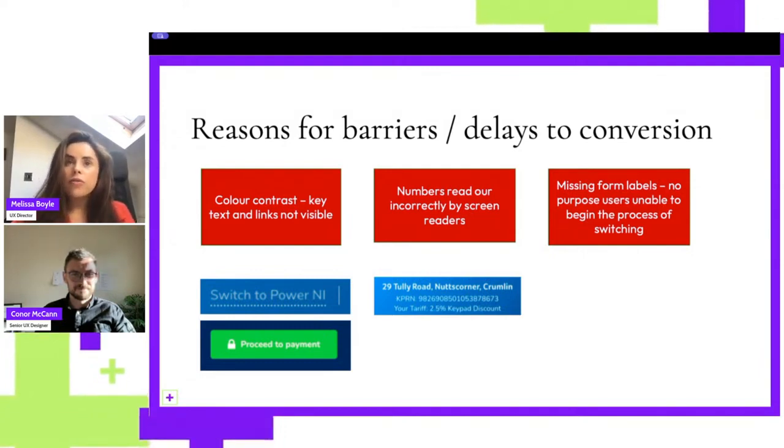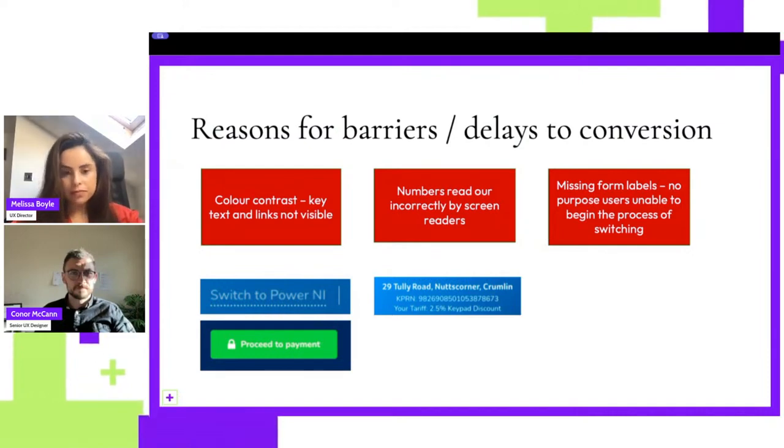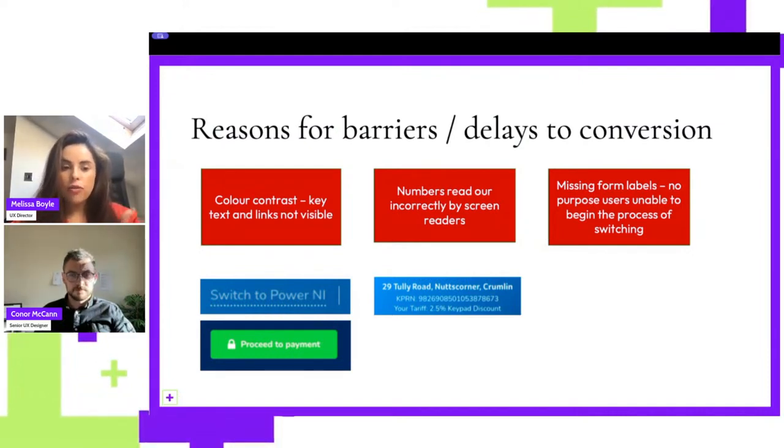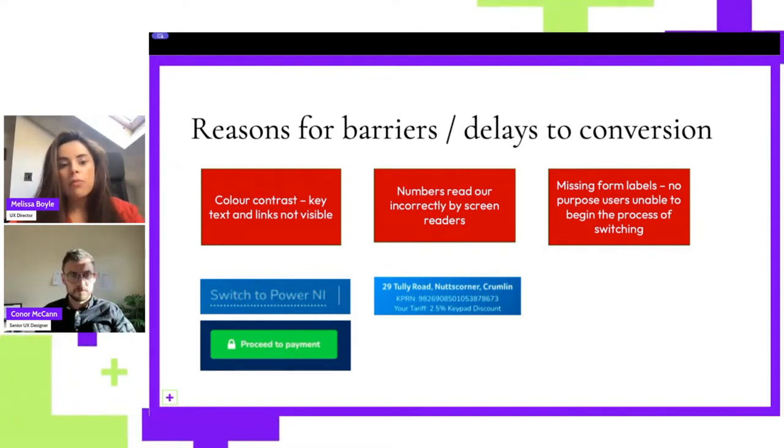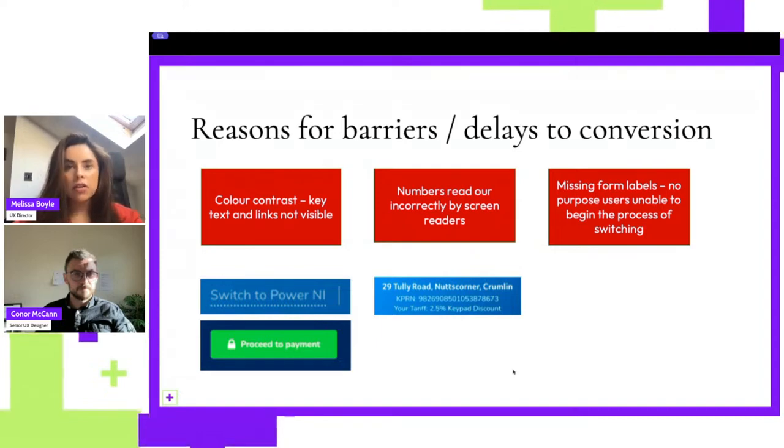And another one was that the form labels were missing for screen readers. Those who were visually able were able to get through forms and start the process of switching, no problem. For those that relied on assistive technology like screen readers, they couldn't decipher what these forms were asking of them, and therefore they weren't able to begin that switching process.